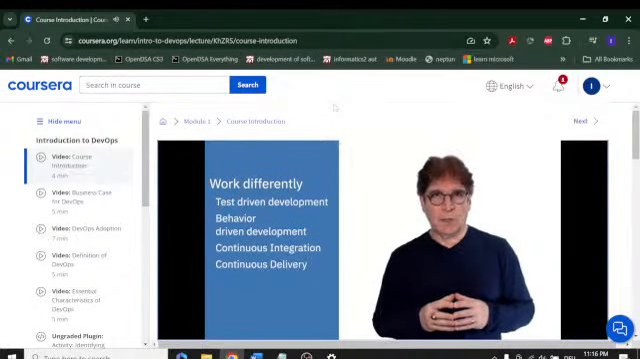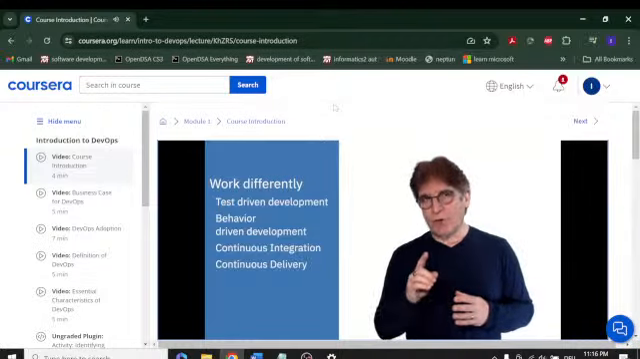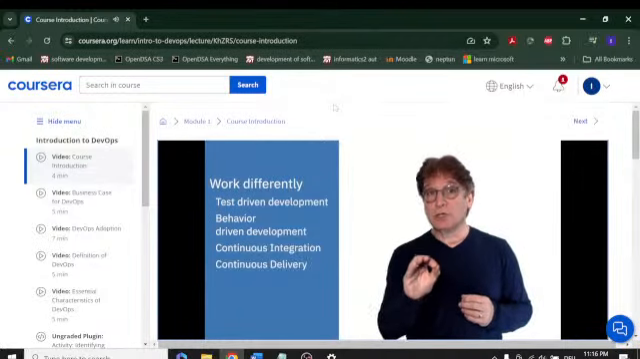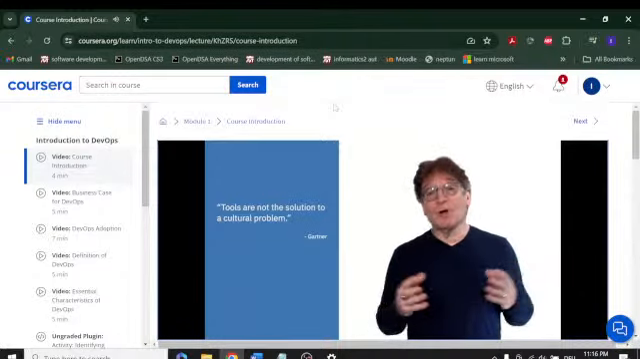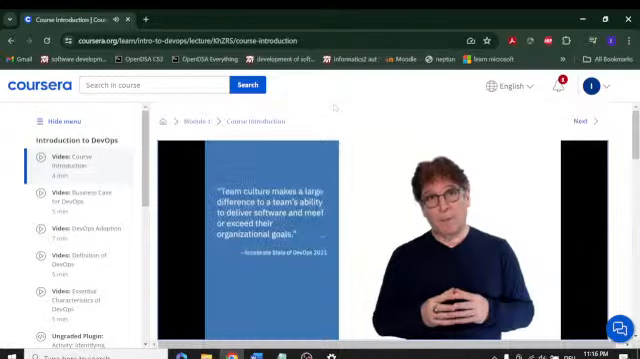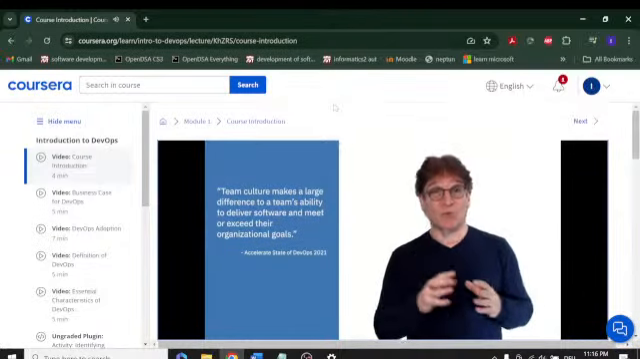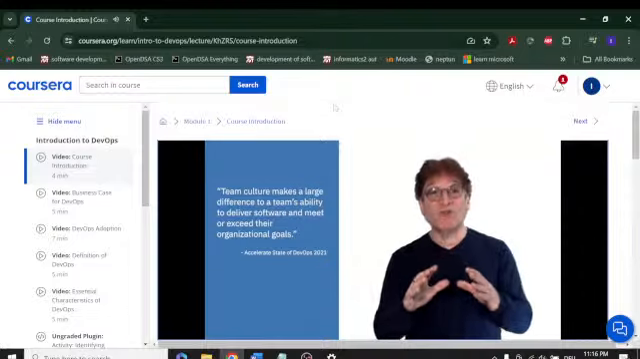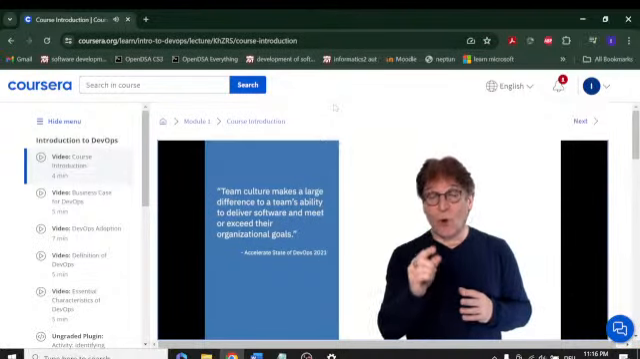high code quality. You'll see how adopting continuous integration and continuous delivery practices ensure that every change contributes to a potentially shippable feature. But tools are not the solution to a cultural problem. According to the 2021 Accelerate State of DevOps report by the DevOps Research and Assessment DORA team, which, by the way, represents 7 years of research and data from more than 32,000 professionals worldwide, team culture makes a large difference to a team's ability to deliver software and meet or exceed their organizational goals.